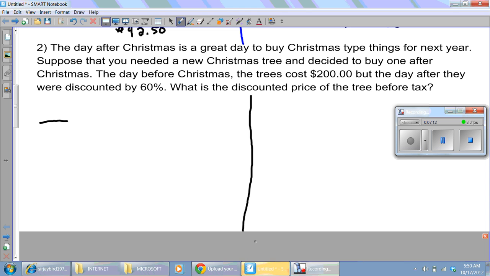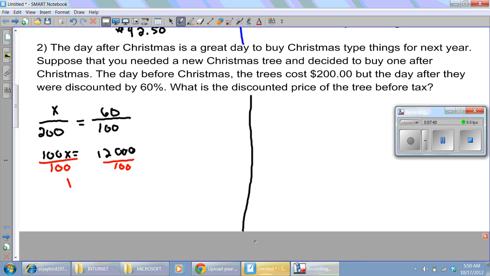And I'm going to set up my percent proportion. I know I need 100 here. I'm going to need 60 here. The price before Christmas was $200. There's an x. I will cross multiply and get 100x, and that's going to equal 12,000. Okay. I'll divide each side by 100. Why am I doing that? To get the x alone. And then x is going to end up equaling $120.